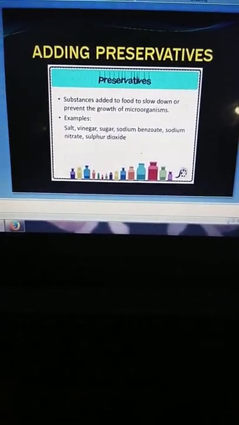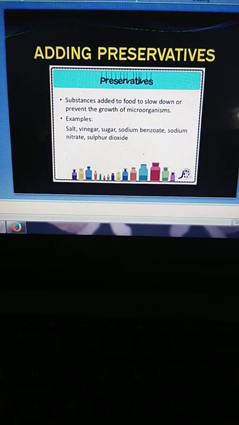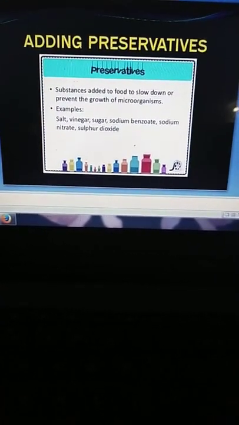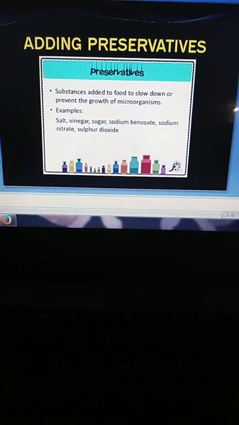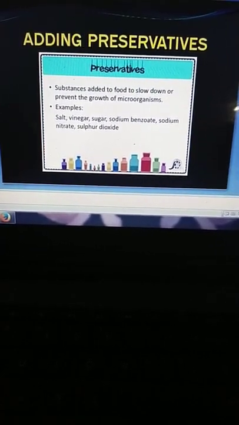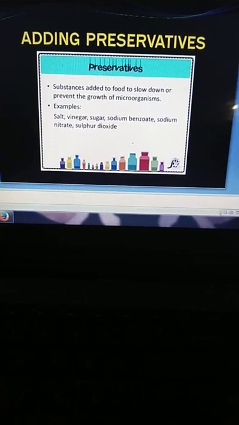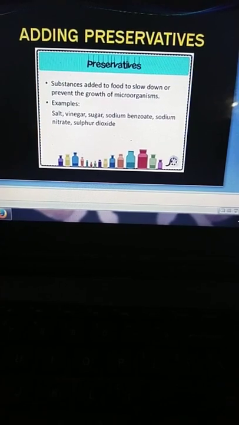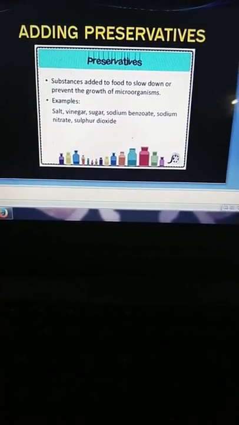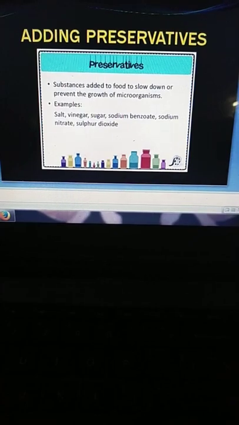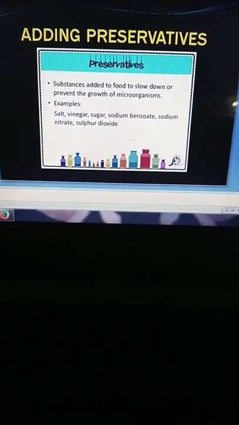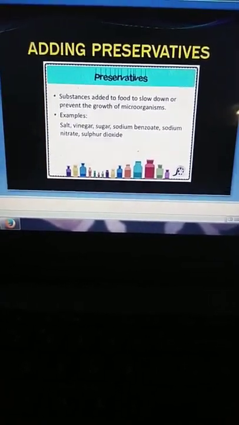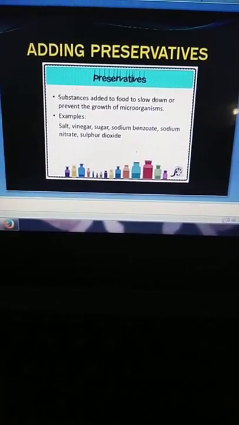Adding preservatives. These are substances added to food to slow down or prevent the growth of microorganisms. So anything added to the food items to slow down the growth of bacteria will be said as a preservative. Examples are also given here: salt, vinegar, sugar, sodium nitrate, sulfur dioxide, sodium benzoate. So these are some of the preservatives which are added to food items to slow down the growth of bacteria.